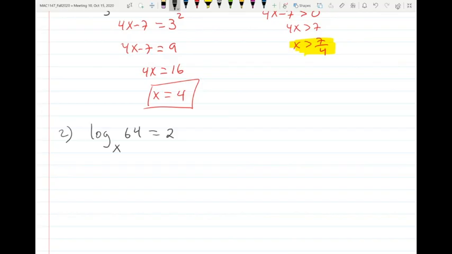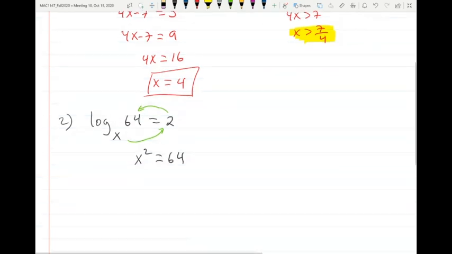Very good. So this would be x squared equals 64. Always remember, you go counterclockwise: base raised to whatever the log equals, and then that's going to be equal to the argument of the log. x to the second power equals 64. So these two things are equivalent.